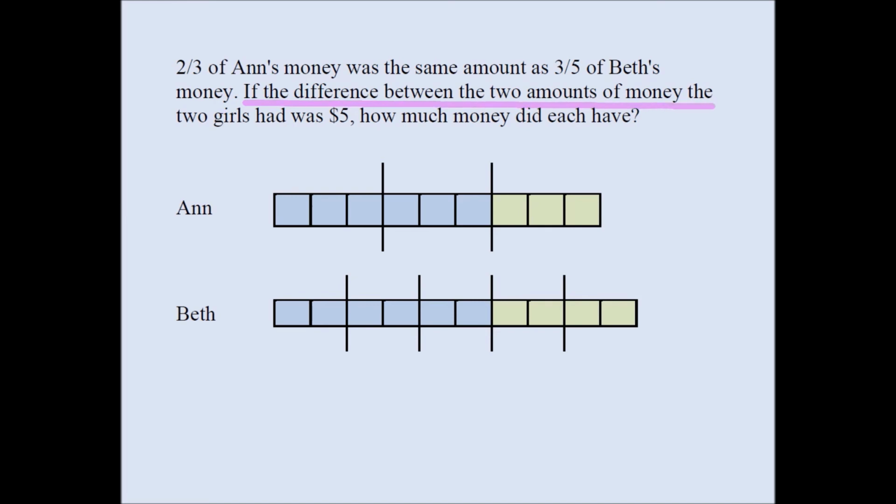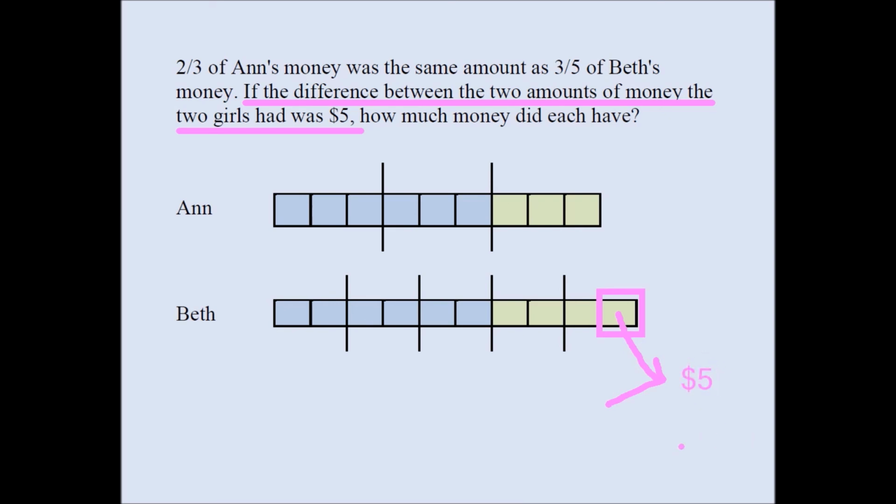If the difference between the two amounts of money the two girls had was $5, how much money did each have? Now the difference between these two strips is 1 square, and the difference between the two amounts the two girls had was $5. That tells me each little rectangle must be worth $5. Each small rectangle must represent $5.